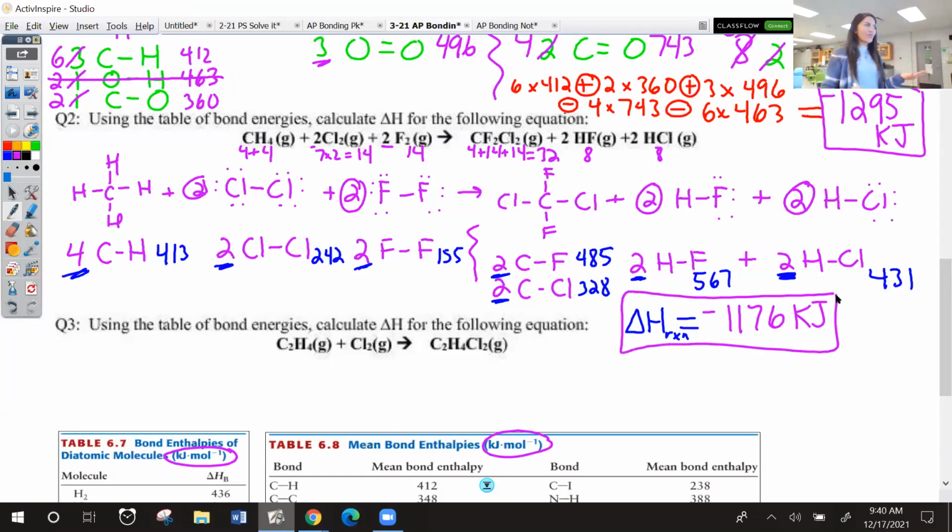Again, just make sure that you retry, and then I'm going to take questions at the end too, after we're done with this. So if any of you have any questions, then we can go over that too. Again, just making sure that it's reactants minus products.